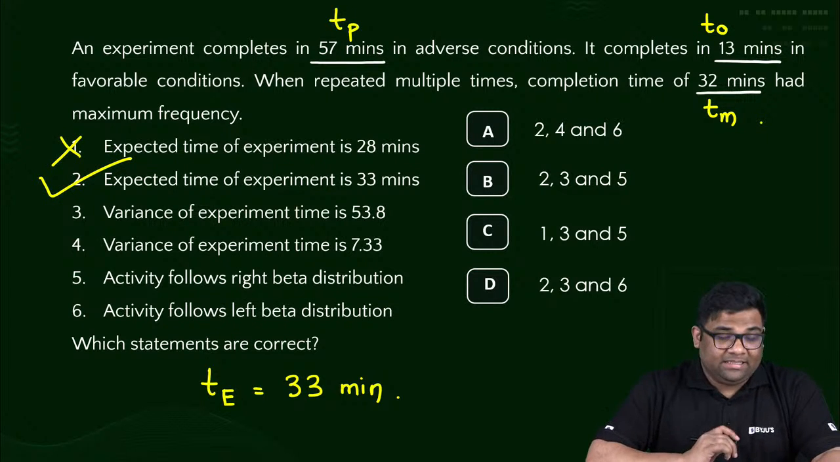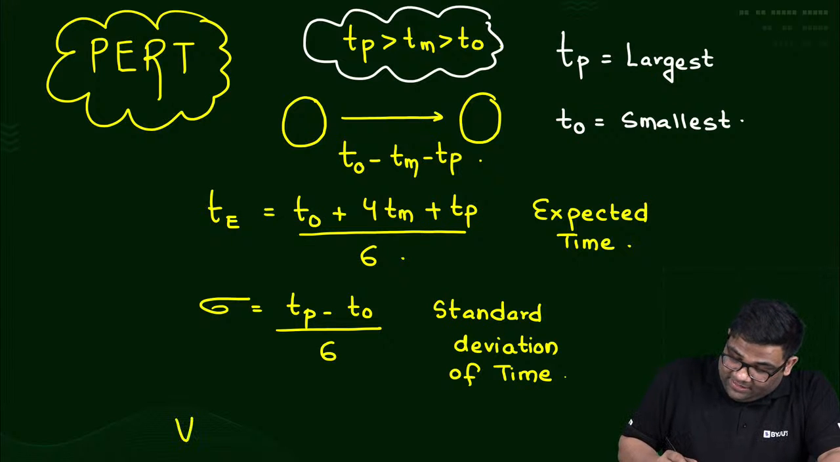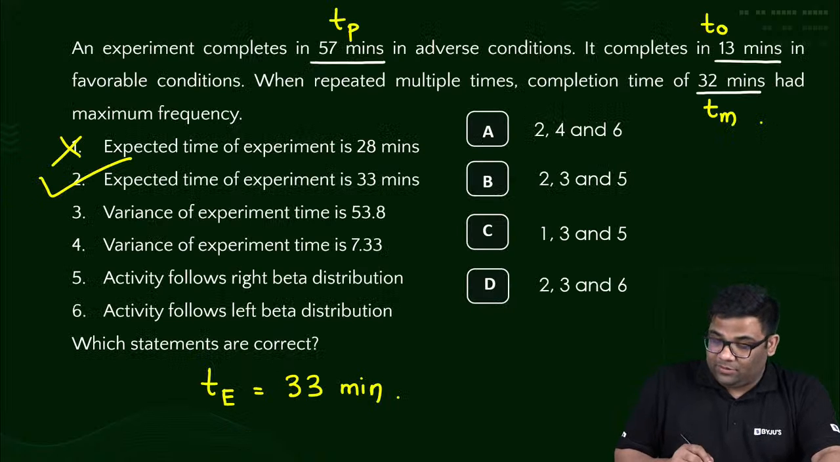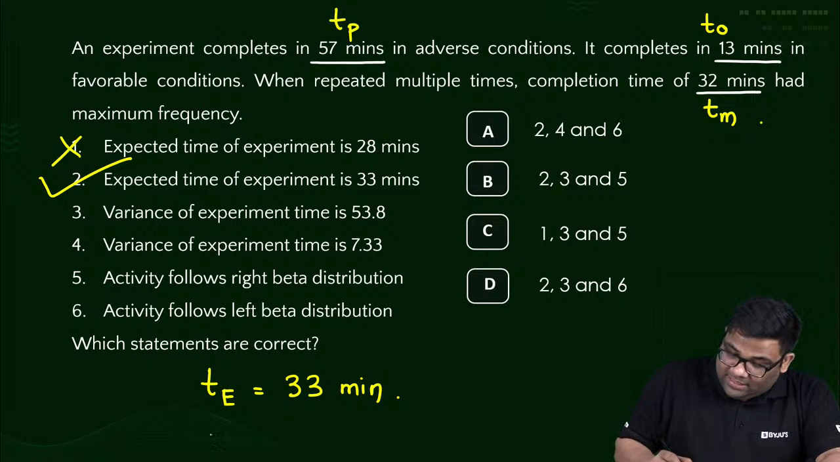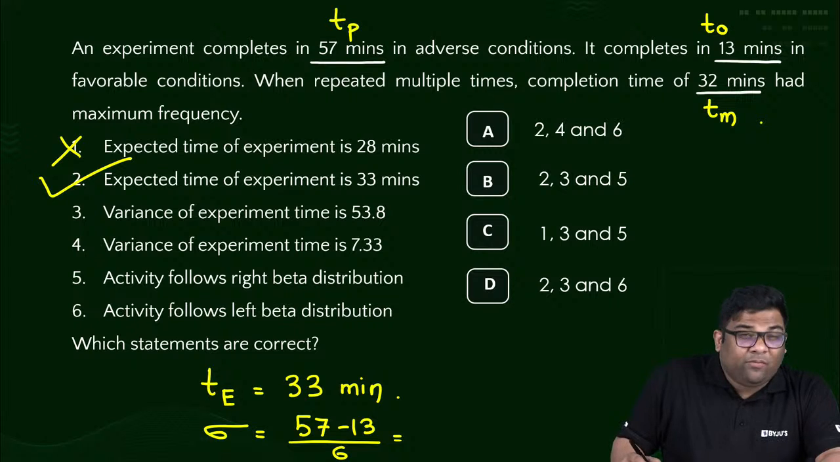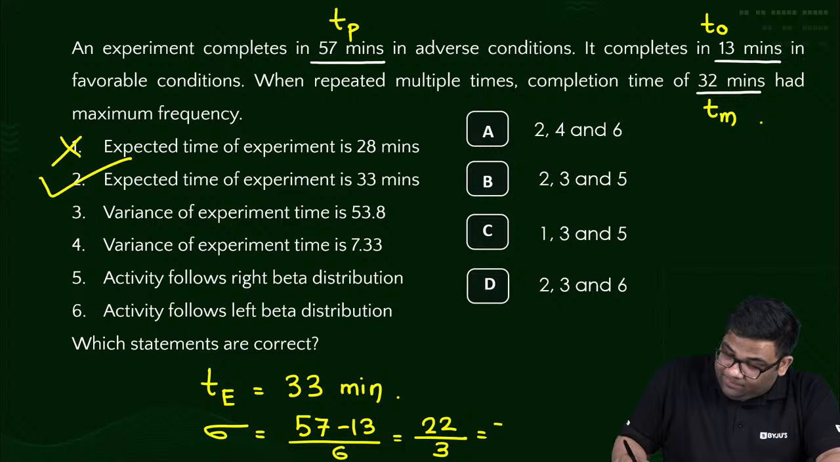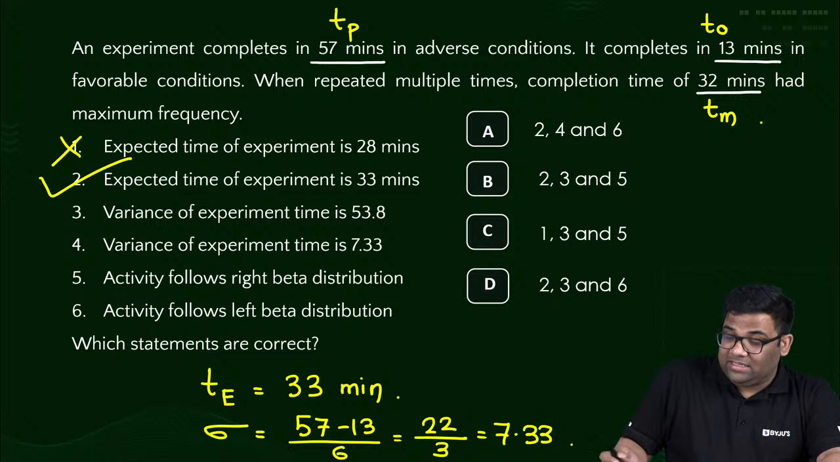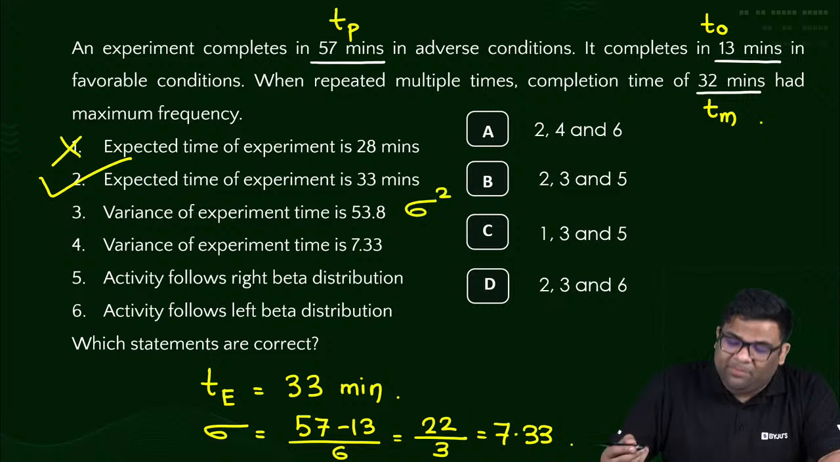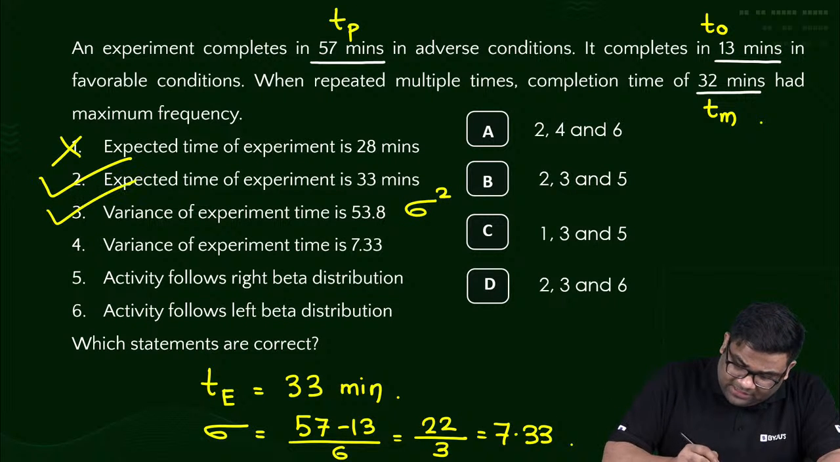Next, variance is asked. What is variance, by the way? Variance is sigma square. Variance is standard deviation squared. So first you get the standard deviation and then square it. What's the standard deviation here? It will be TP minus T naught divided by 6. That is 44 by 6, or 22 by 3, or 7.33. This is the sigma, but what is asked is variance, meaning sigma square. Sigma square will be 53 point something, right? So this is also correct, this is wrong.